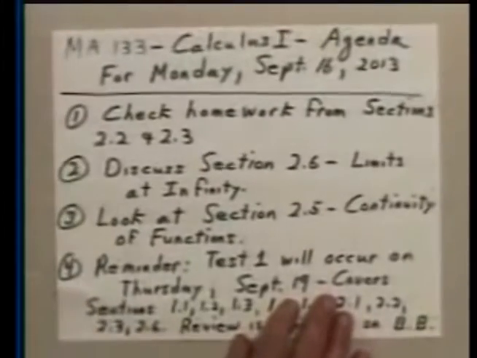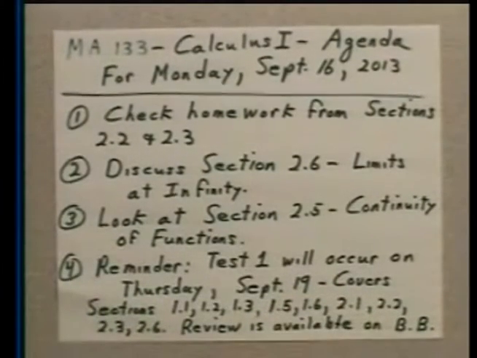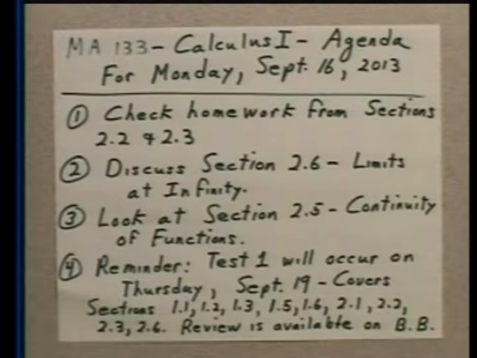Mainly this is in case you want to look back at anything. Right away at the beginning of class it says, today we checked homework from sections 2.2 and 2.3. Then we went on to discuss section 2.6, limits at infinity. And you say, I think we did that already. No, we did limits where the result was infinity or minus infinity. Now we're doing limits as you head for infinity. And the result might still be infinity, but not necessarily. Then we're going to head to section 2.5, which is continuity of functions.